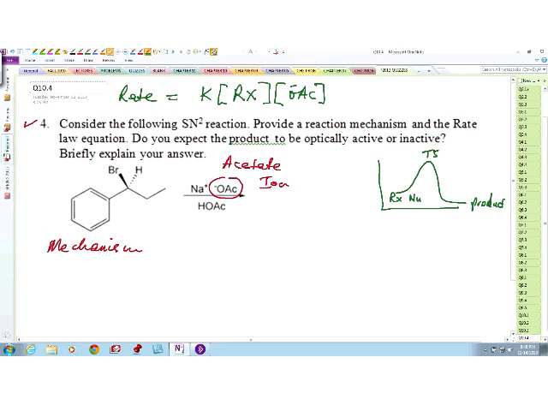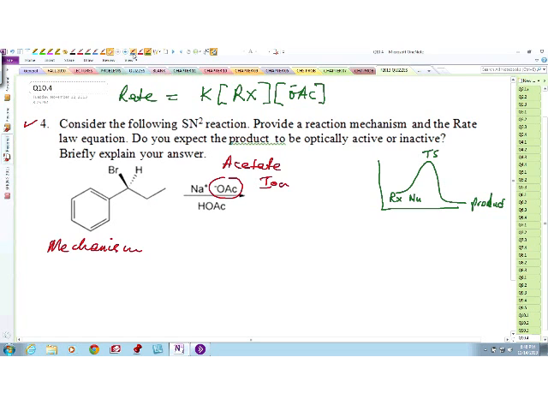Okay. So instead of RX, can you put RBr? Is that the same thing? Oh yeah, that's fine. Yeah. What about the nucleophile? Can we put it in here? Can you do what? Put the nucleophile for the OAc? Yeah, that's fine. Okay.